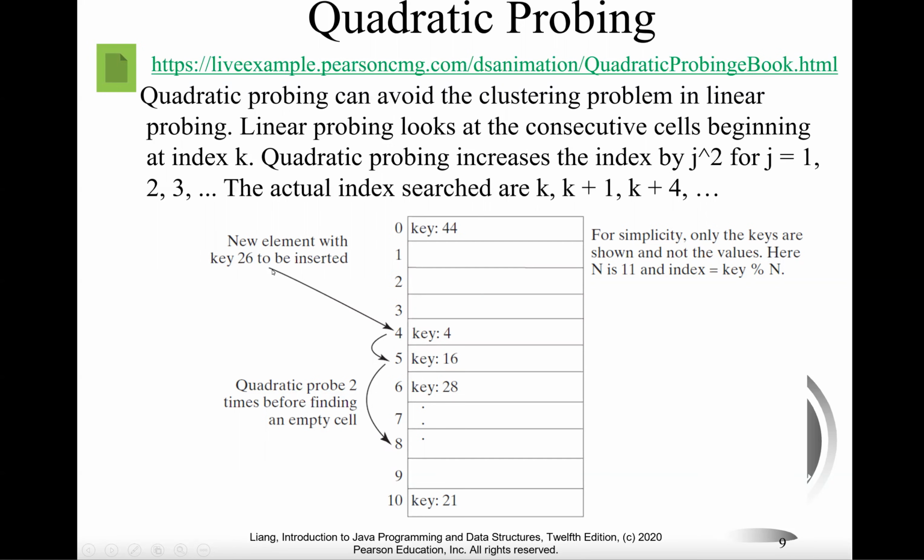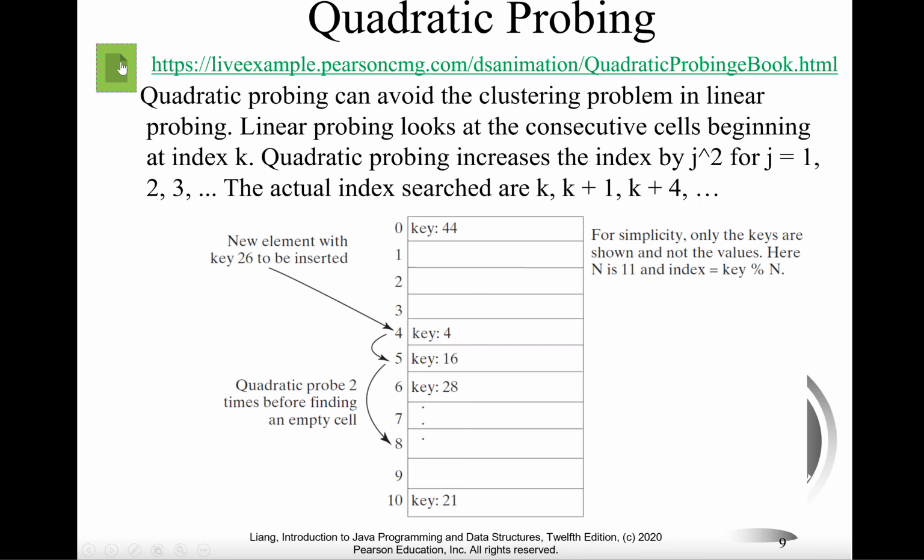For example, for 26, this is mapped to index 4. It's occupied. Now we're going to increase the index plus 1, the next one. And it's occupied. And then we have this index plus 4. That is quadratic. Here it is 8. It's k plus 4. So 4 plus 4 is 8.